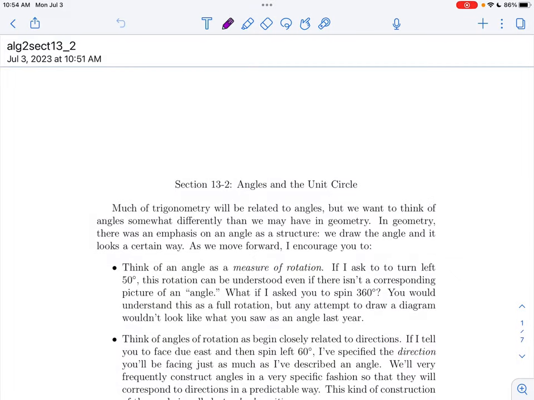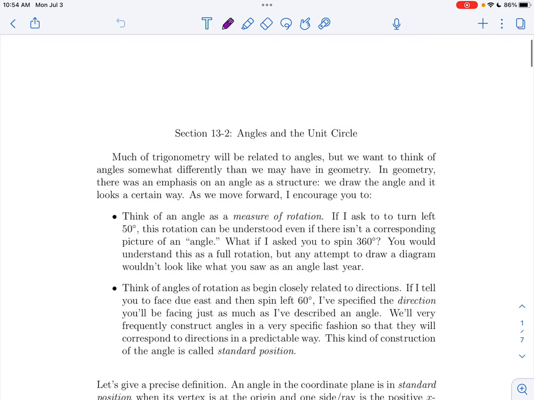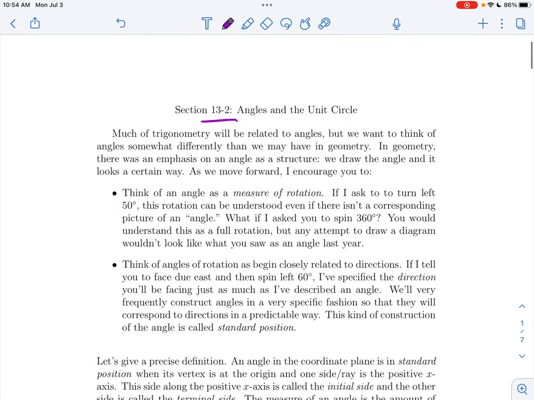Hello. In this video, I'll be talking about part of section 13.2 on angles in the unit circle. This is quite a long section with some very important ideas, so I'll probably break it up. So just as an introduction, much of trigonometry will be related to angles, but we're not really going to think about angles exactly like we thought about them in geometry.